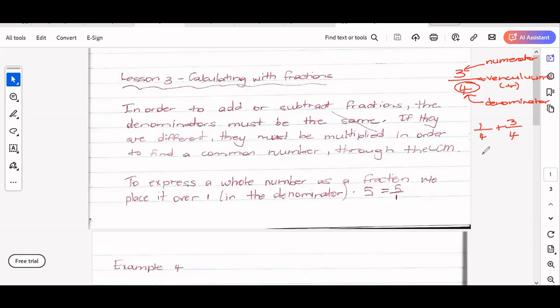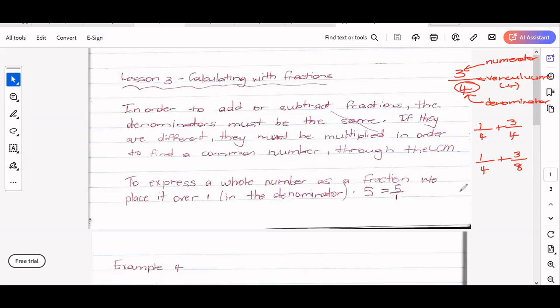But if we have different denominators, like 1/4 plus 3/8, these two denominators are not the same. They are different. Now, we have to make these denominators the same by finding a common multiple of these two numbers through the LCM. So let's look at this example, 1/4 plus 3/8. What is a common multiple of the 4 and the 8, the denominators?